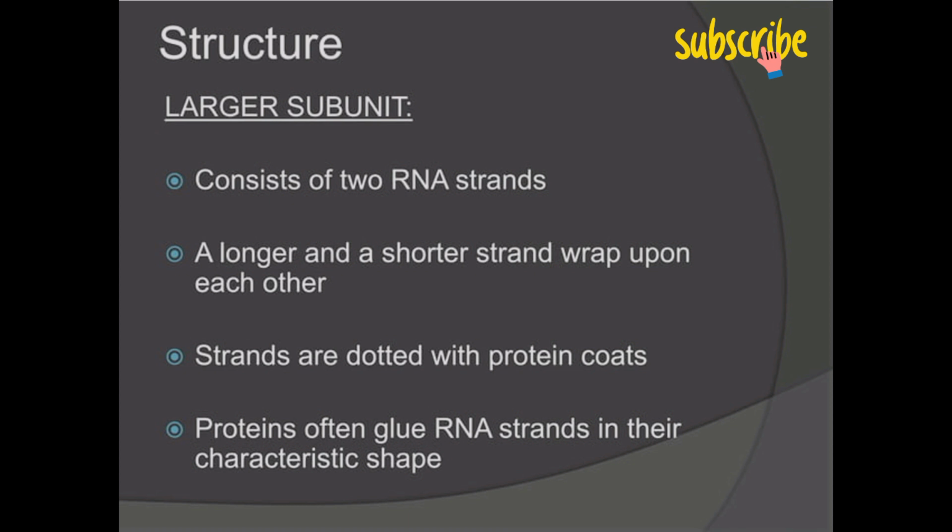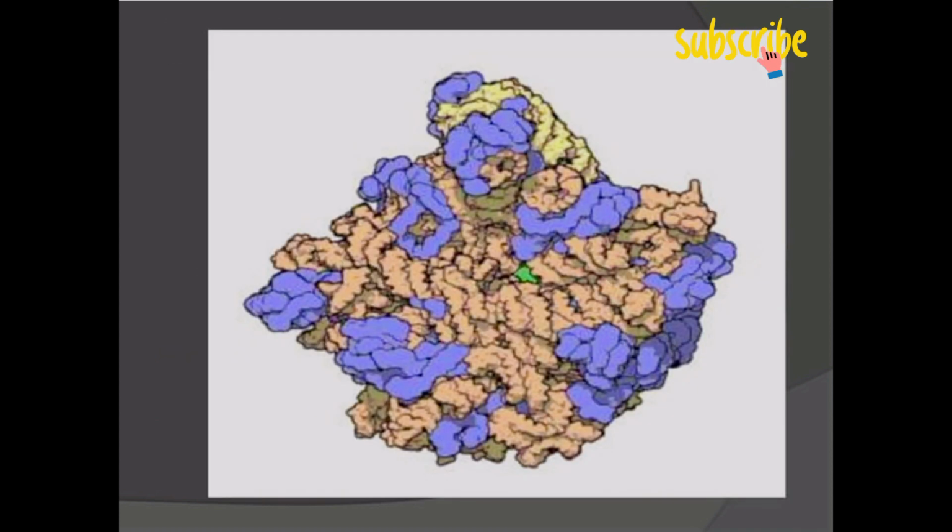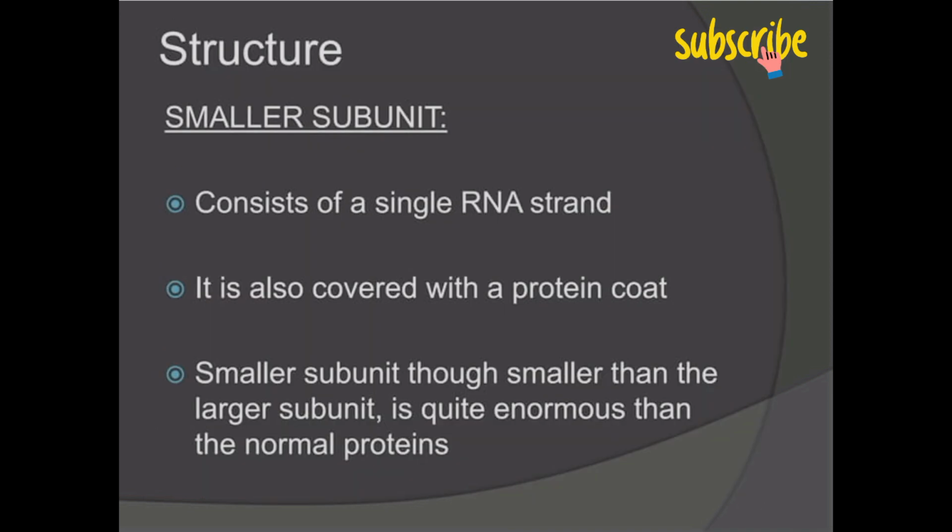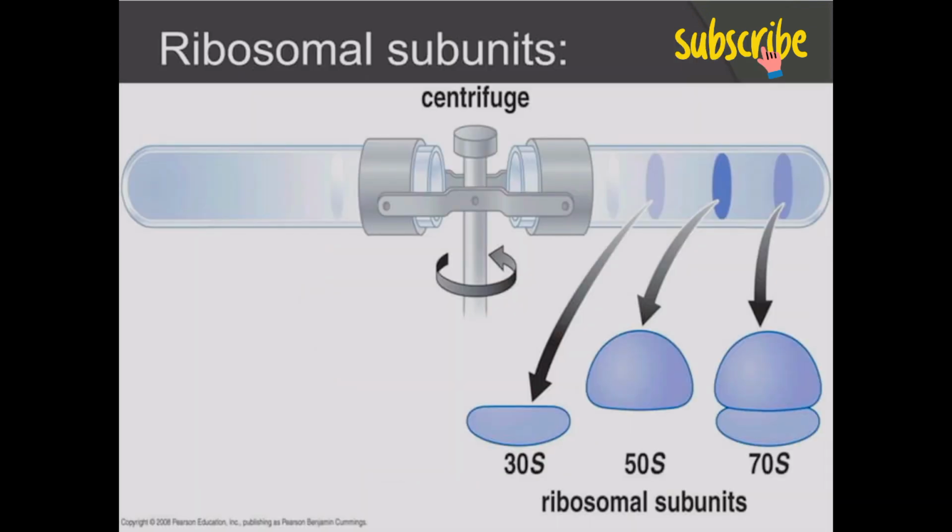The larger subunit consists of two RNA strands, a longer and a shorter strand, draped upon each other. The strands are dotted with protein coats. Proteins often glue the RNA strands into their characteristic shape, as you can see here in the diagram. The smaller subunit consists of a single RNA strand. It is also covered with a protein coat, and though smaller than the larger subunit, it is quite enormous compared to a normal protein. You can see it in the diagram. The ribosomal subunits, when we centrifuge them, are 30S, 50S, or the complete 70S of the prokaryotic ribosome.